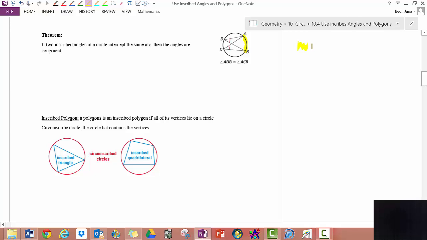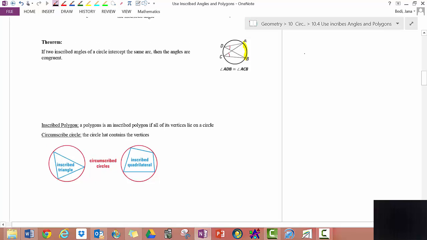So if the measure of arc AB is 60 degrees, then the measure of angle ADB will equal the measure of angle ACB, which will be half of the measure of the intercepted arc, so that will be 30 degrees. But look, these two angles are congruent.